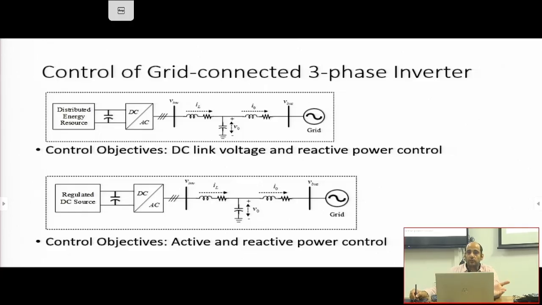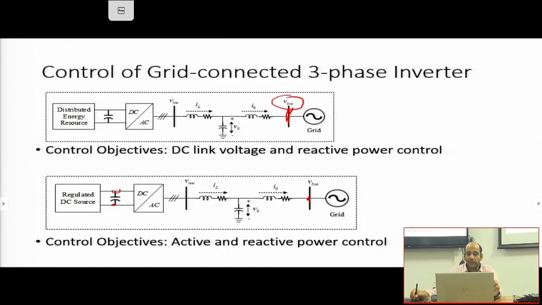Then those variable or regulated DC voltages will be converted to AC using the inverter. When we use a PWM inverter, we use an LCL filter, and at the output of the LCL filter we connect to the grid. This bus that you see here is called the point of common coupling. Now if this DC voltage is regulated, the bus voltage is also regulated. Why? Because the output voltage is regulated by the grid, correct?